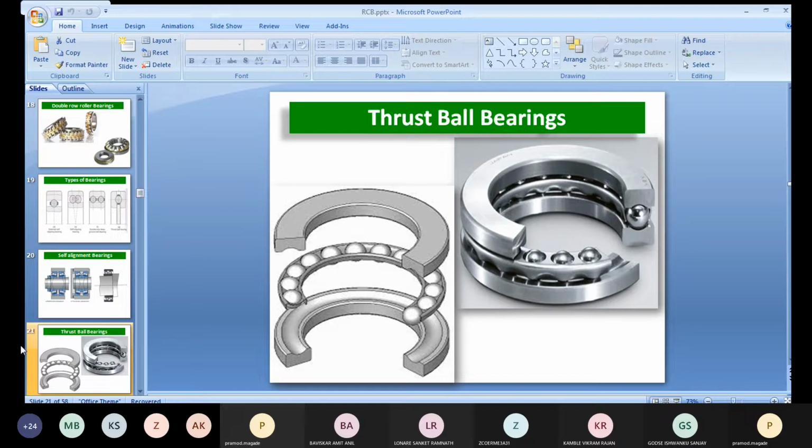Correct. You can see the races are arranged in such a way that they have some shape in which the balls are situated, so it will not displace from its original position. Whatever deformation occurs will happen in the same position, and it will work in that manner. So that's why this kind of races will be there, and such kinds of bearings are used for maximum load conditions.